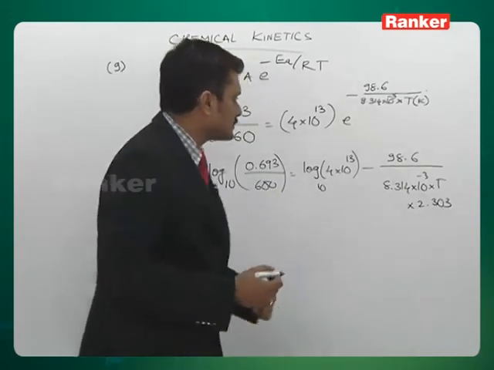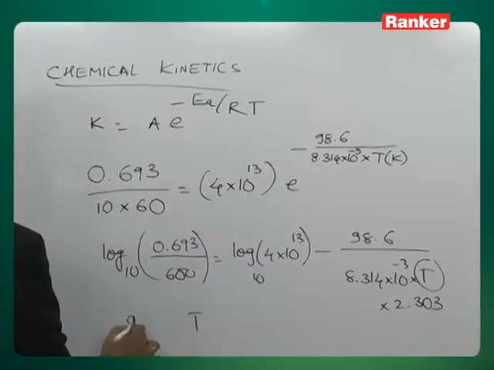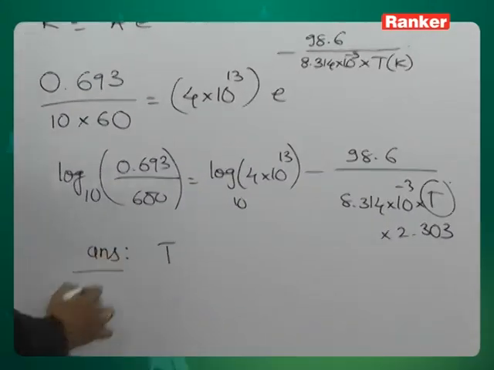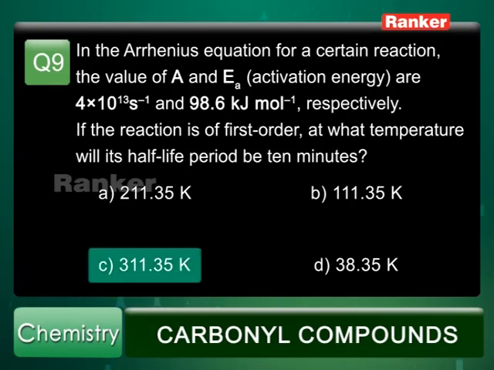Now, when I simplify this equation, I will find the temperature at which the half-life for this first order reaction is 10 minutes, as 311.35 Kelvin. That is option C.